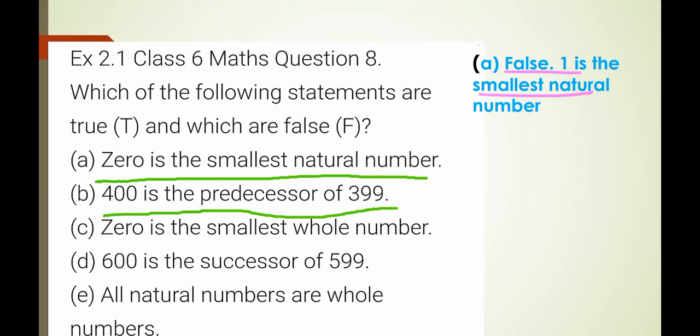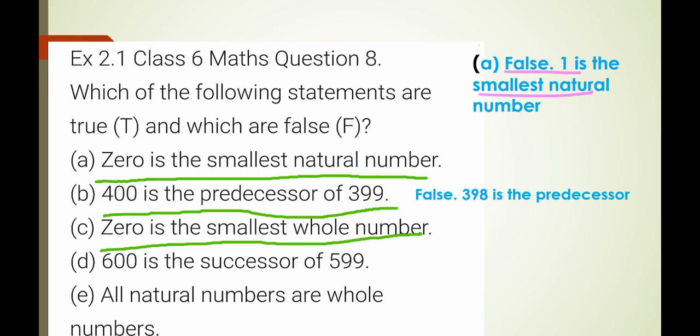400 is the predecessor of 399. What is the predecessor? 398 is the predecessor of 399. So that statement is also false. What is the next one? 0 is the smallest whole number. We told before that, right? What is the smallest whole number? 0 is the smallest whole number.